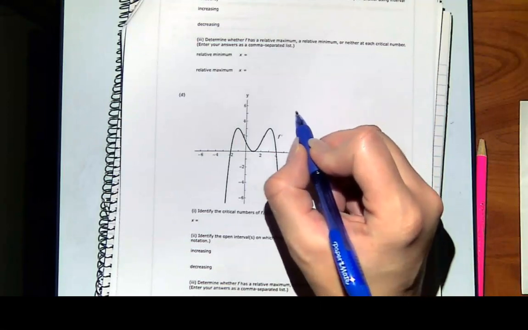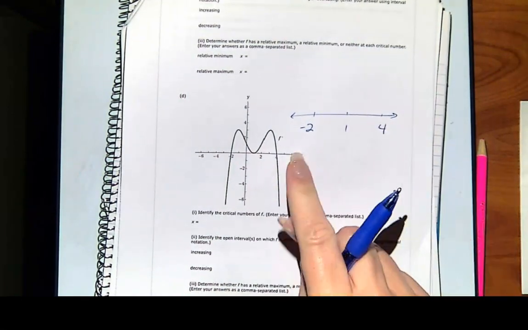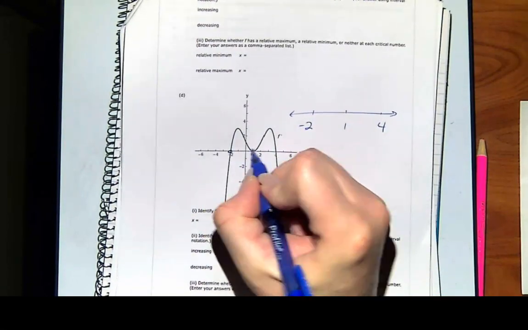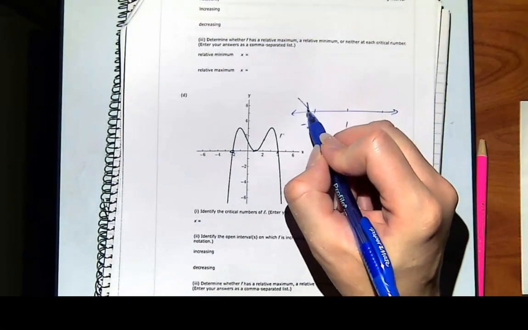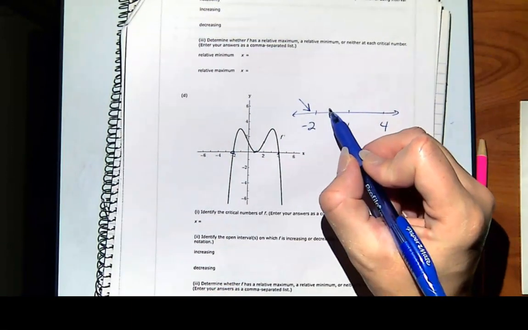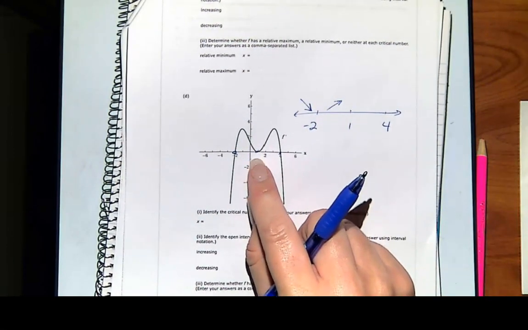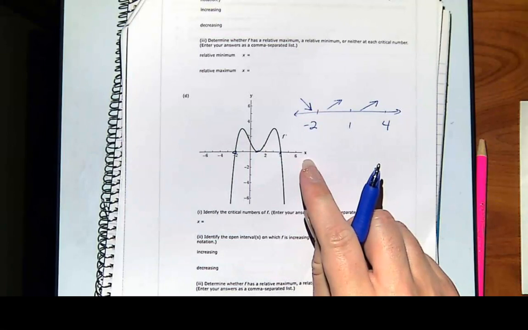So I have negative 2, 1, and 4. These are your critical numbers because that's where it hits the axis. Where am I to the left of negative 2? I'm below, so I'm decreasing. Between negative 2 and 1, I'm above, so I'm increasing. Between 1 and 4, I'm above, so I'm increasing. And then after 4, I'm below, so I'm decreasing.